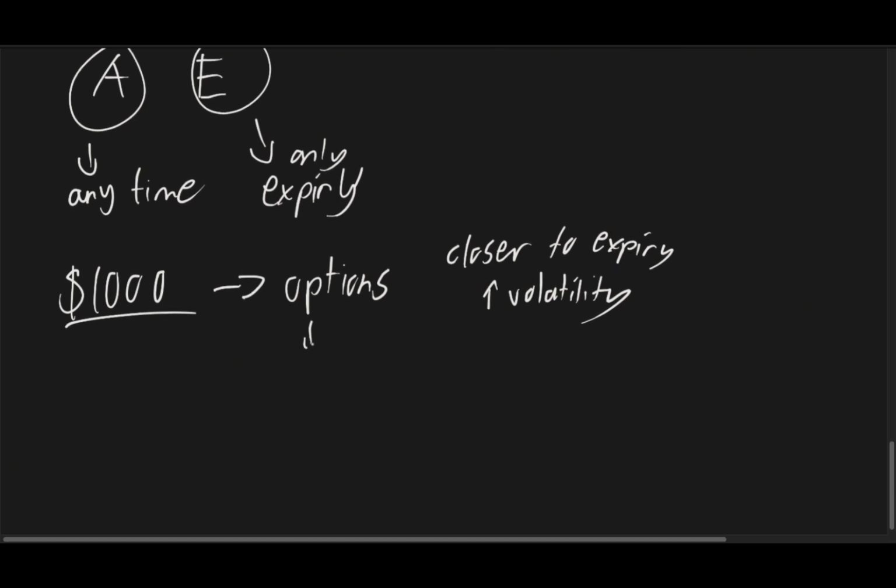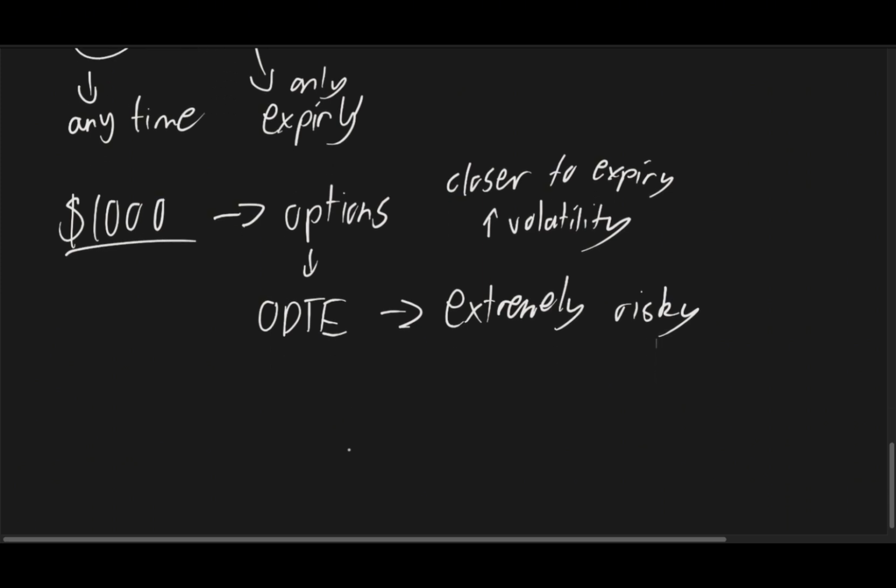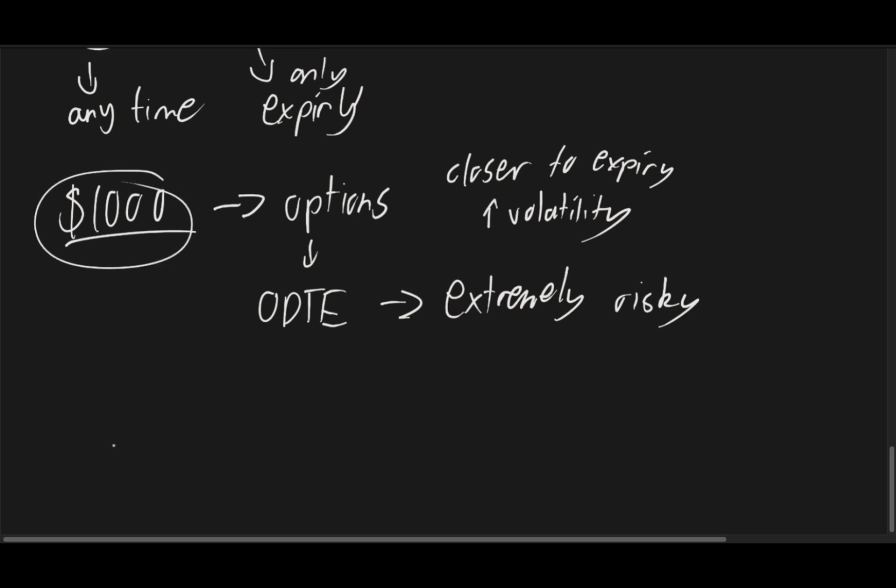So you could throw in 0 days till expiration options, which means it expires on the same day you buy it. Now this is extremely risky, since the price of the option could vary during the day, because one moment it might be in the money, another moment it might be out of the money, and the time factor is basically not there. It's basically the intrinsic value only, and the time factor has already decayed. So let's say you're going to put this $1,000 in your bank account.